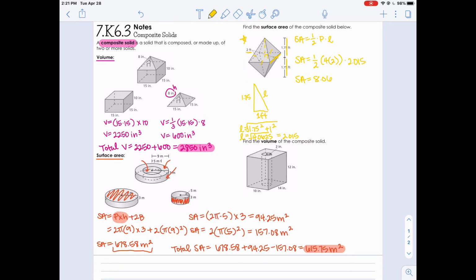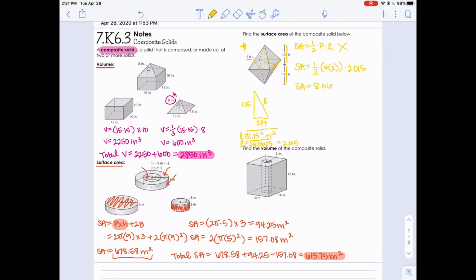All right, for one of the pyramids, I got 8.06 for the surface area. Remember, we are not adding on the base, so we actually cross that part out of our formula. It's not visible on the surface. It's inside of this composite shape, so it's not a part of this outside surface. But I do have 2 identical pyramids, so the total surface area is actually going to be double that amount.